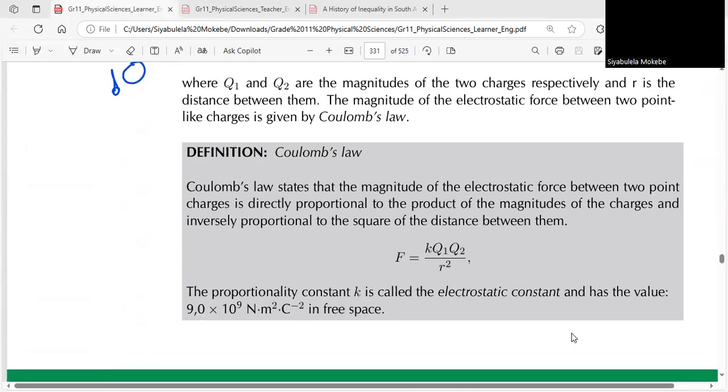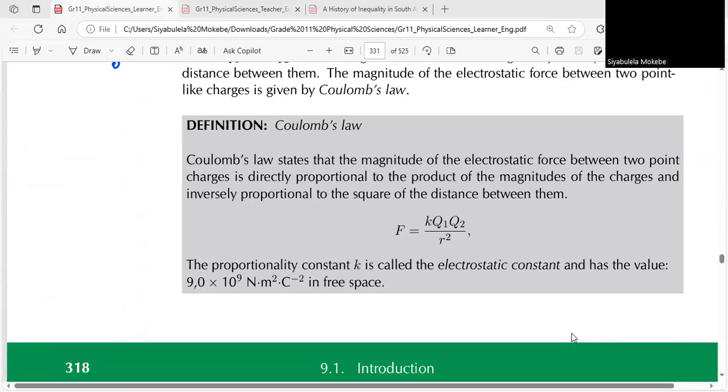Now let's look at the definition. And by the way, this definition, you must know it. And you must know it in such a way that if a question comes and they want you to state Coulomb's law, you ought to be able to do so. Coulomb's law states that the magnitude of the electrostatic force between 2 point charges is directly proportional to the product of the magnitudes of the charges and inversely proportional to the square of the distance between them.